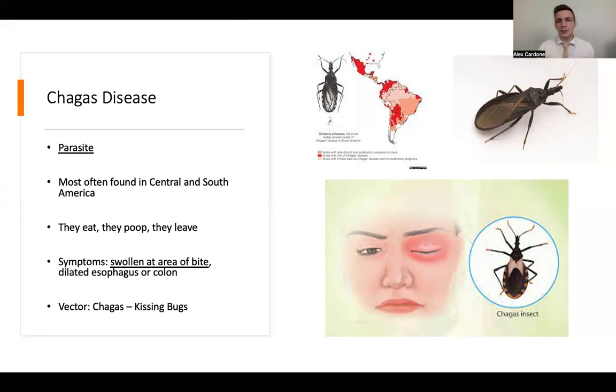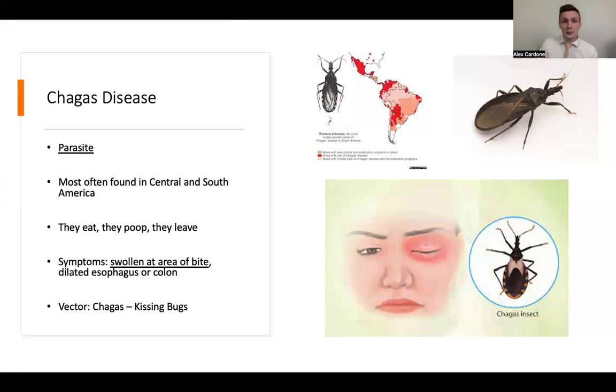The symptoms that we typically see, also illustrated in that picture, are immediate swelling around the bite area and a dilated esophagus or colon as well. It's pretty limited in the type of symptoms. It's not that serious, however it can definitely be annoying. Chagas is also known as the kissing bug, because of its association with typically biting somewhere around the face, and that association of the bite, then defecating, and then ultimately the infection spreading.